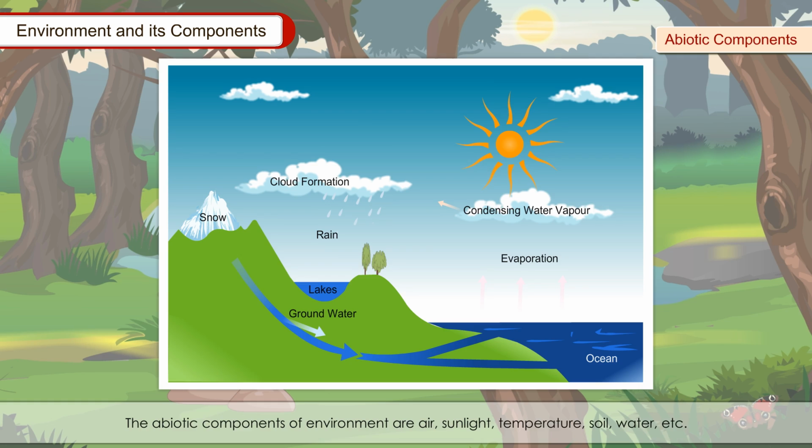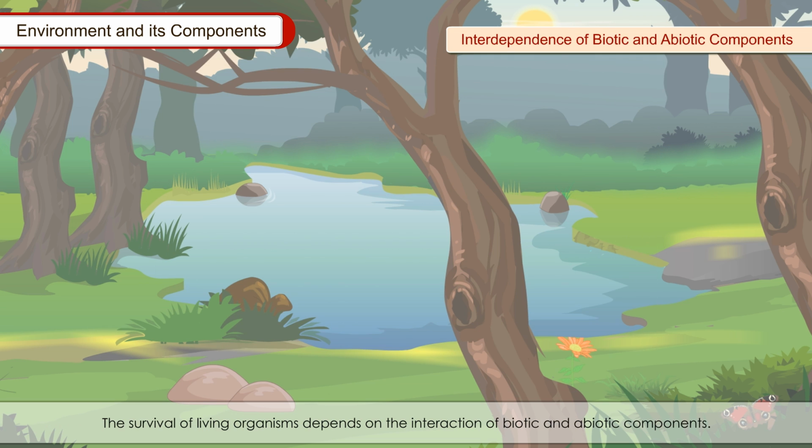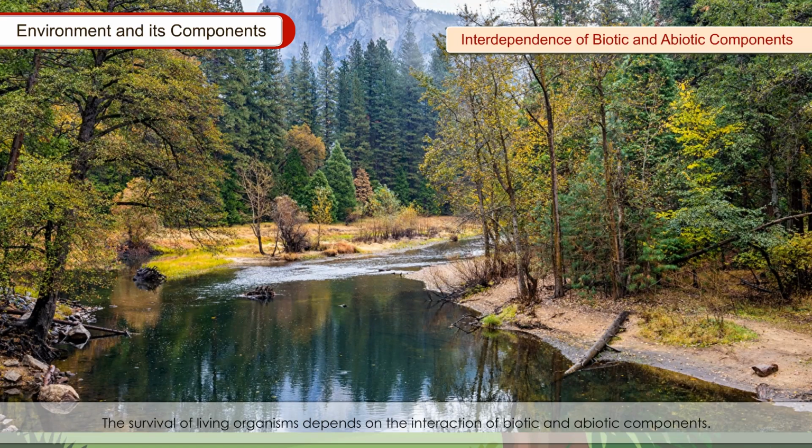Abiotic components. The abiotic components of environment are air, sunlight, temperature, soil, water, etc. The survival of all living things depends on the interaction with abiotic components of their surrounding environment. Interdependence of biotic and abiotic components. The survival of living organisms depends on the interaction of biotic and abiotic components. This interdependence is explained with the help of some examples.